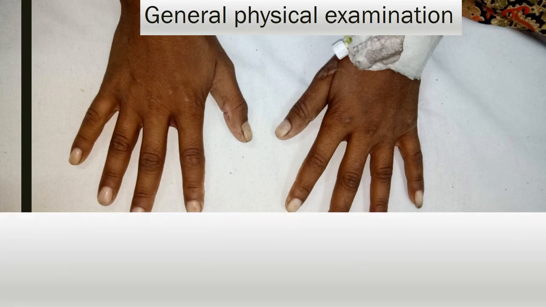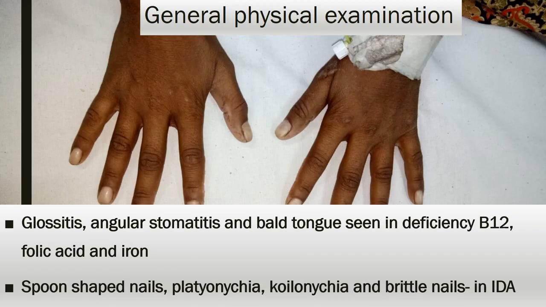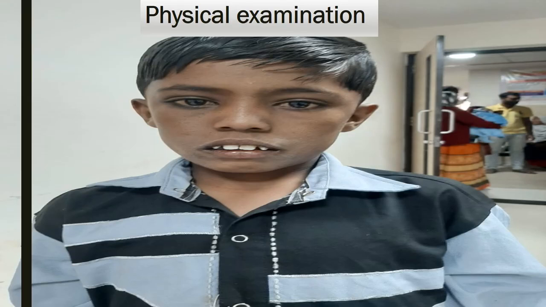If the child is having glossitis, angular stomatitis, bald tongue, we should suspect nutritional anemia due to deficiency of B12, folic acid or iron. If nail changes are there, spoon-shaped nail, platonychia, koilonychia, brittle nails, then we should suspect iron deficiency anemia.